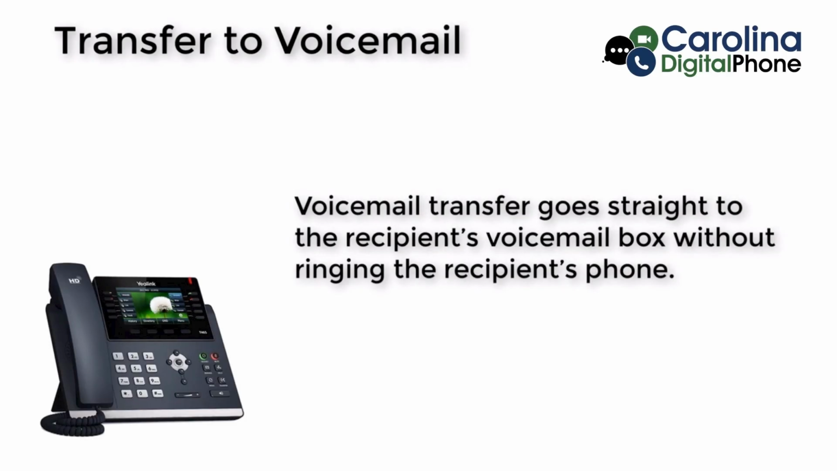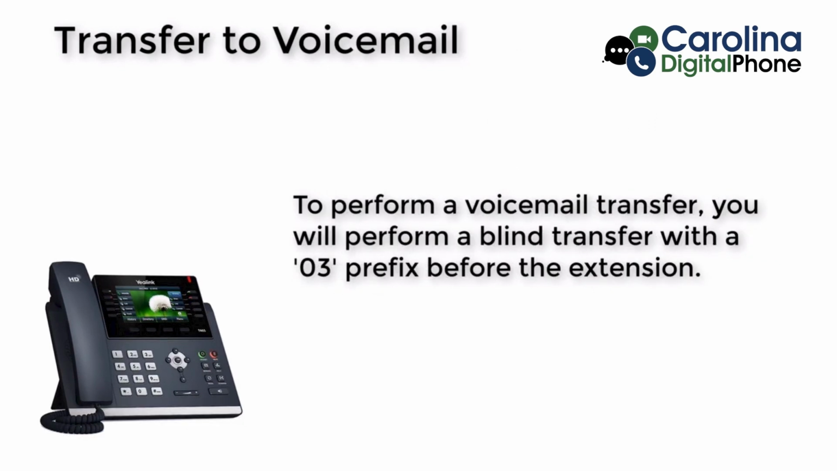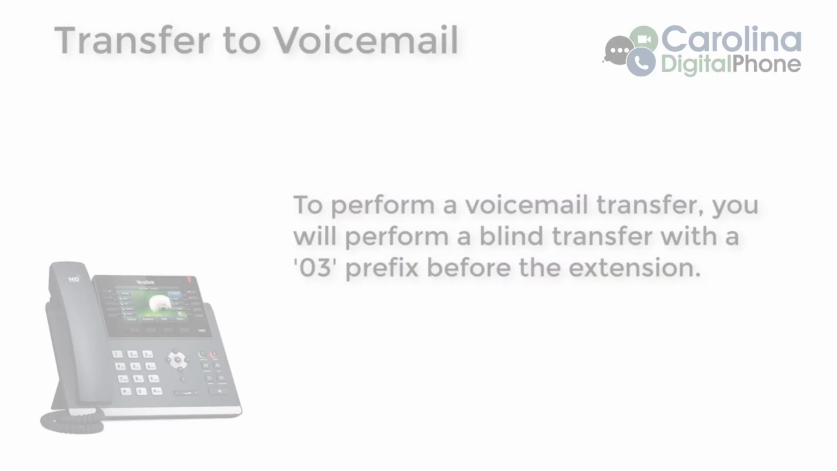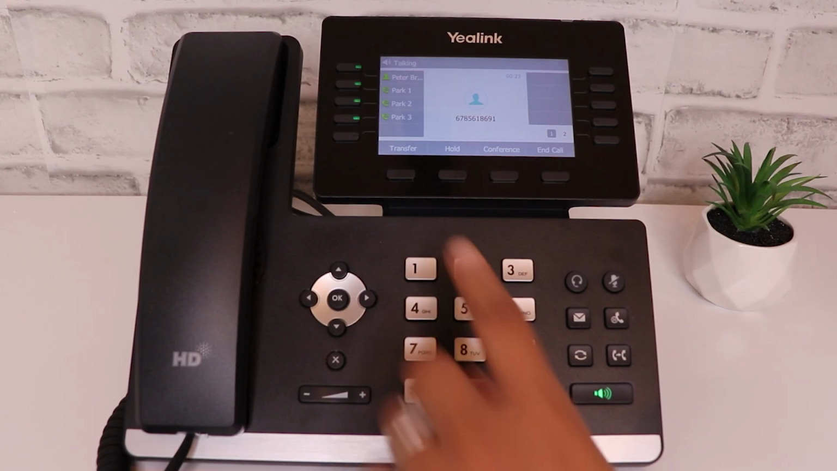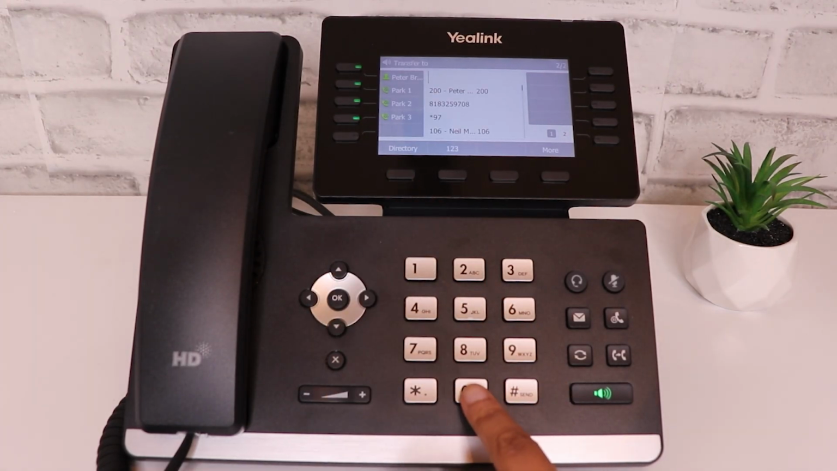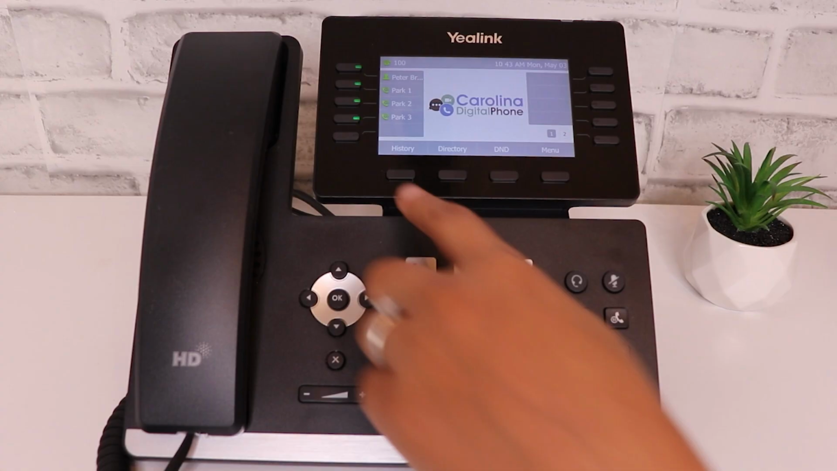Voicemail transfer goes straight to the recipient's voicemail box without ringing the recipient's phone. To perform a voicemail transfer, you will perform a blind transfer with a 03 prefix before the extension. For example, first press transfer, then dial 03 plus the person's extension, then press transfer.